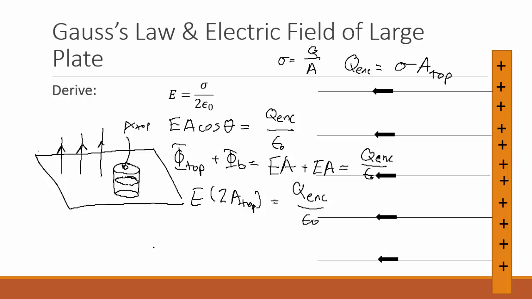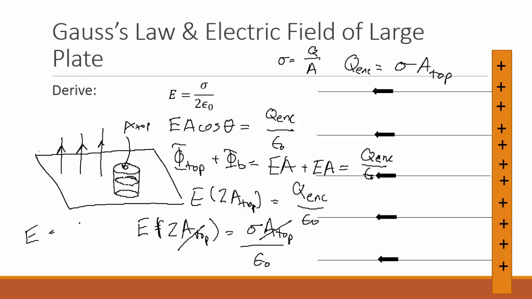If I plug this in, the electric field is multiplied by twice the area of the top, and this will be equal to the surface charge density times the area of the top over epsilon naught. The area cancels on both sides, and I can divide by 2 to get the electric field magnitude equal to sigma over 2 epsilon naught. And again, this 2 came from the fact that the top and the bottom both had flux through them. And this was the formula that we were hoping to derive.